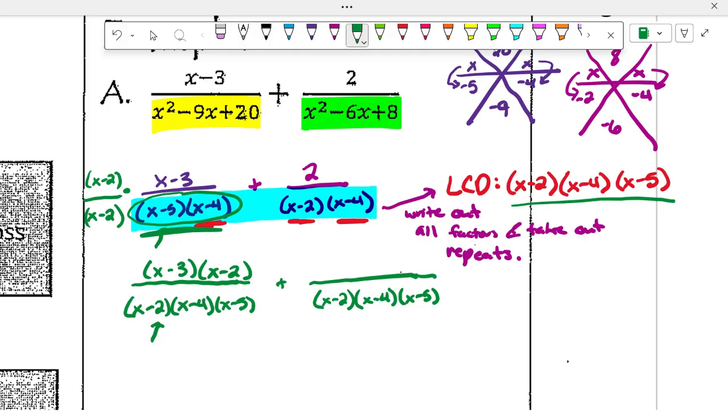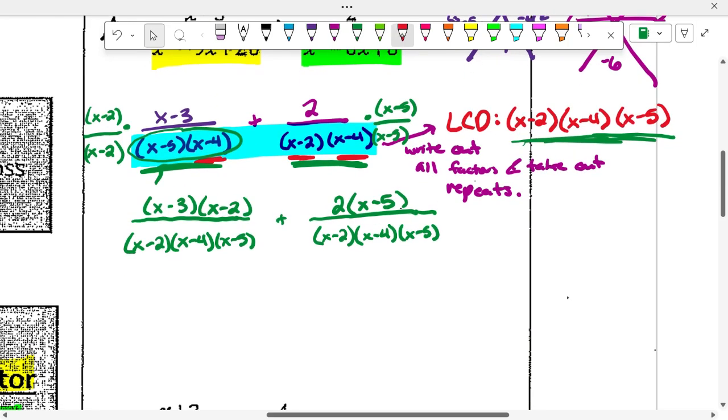All right, let's look at the right function. So if I'm looking at this denominator compared to my least common, what's missing? X minus 5. So guess what I'm multiplying by? X minus 5 over x minus 5. So this will just be 2 times x minus 5. And I already wrote my common denominator with the x minus 5 at the bottom. Now, here's the nice thing. I can now combine this all into one big fraction.